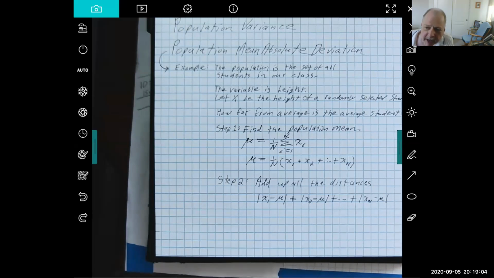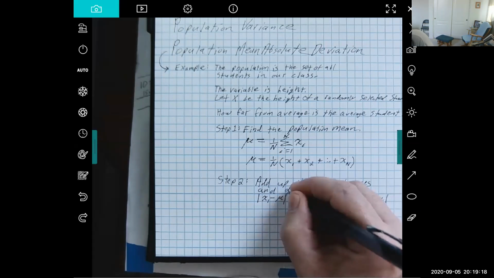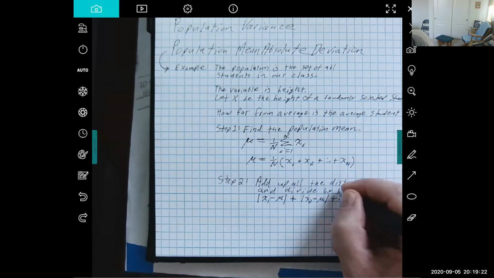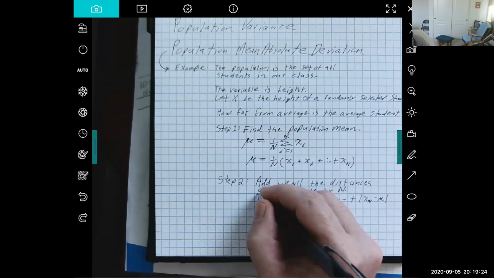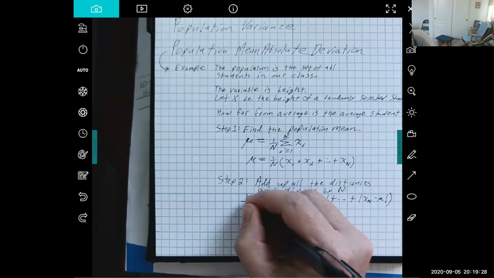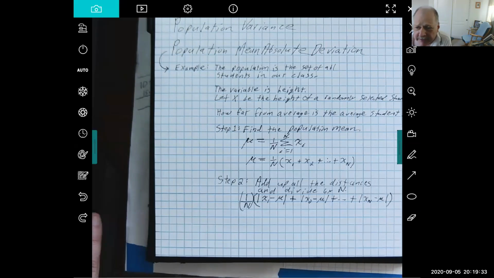And I want to get the average distance from average. So I add up all the distances and divide by how many of them there are. So take 1 over n times the sum of all those distances.